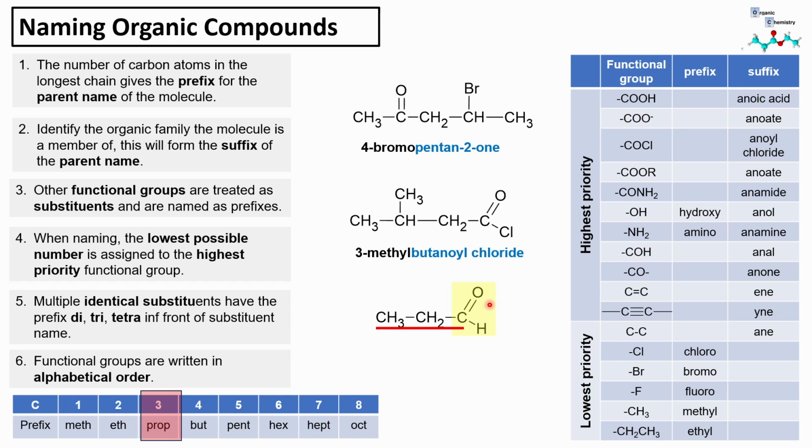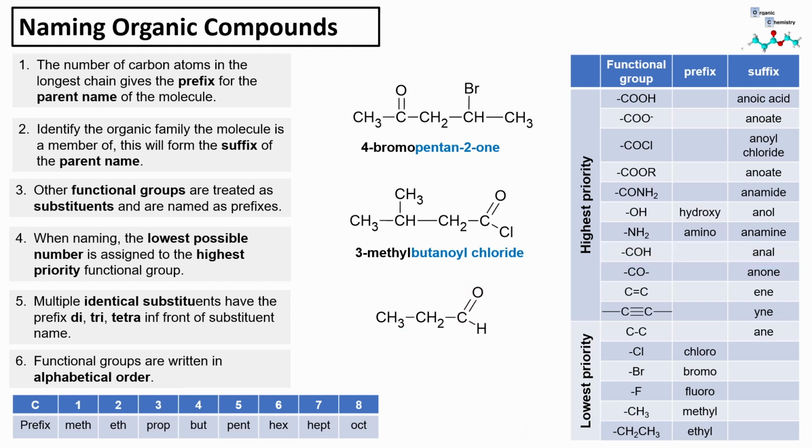Now, I don't need to say the number of it again, because with an aldehyde, the double bond must always come off the end. So by being an aldehyde, the carbon that the double bond is joined to is 1, so we don't have to give its number. So it's just called propanal.